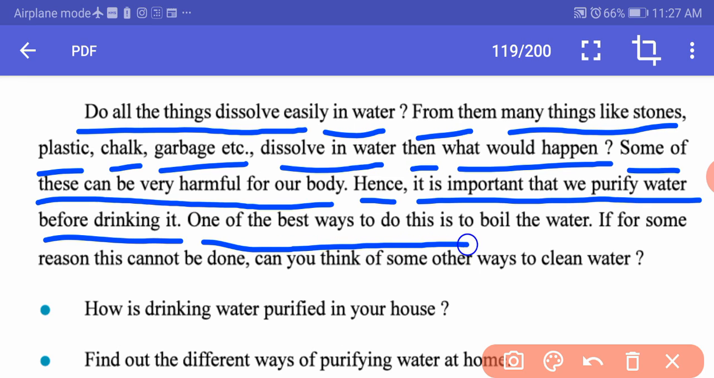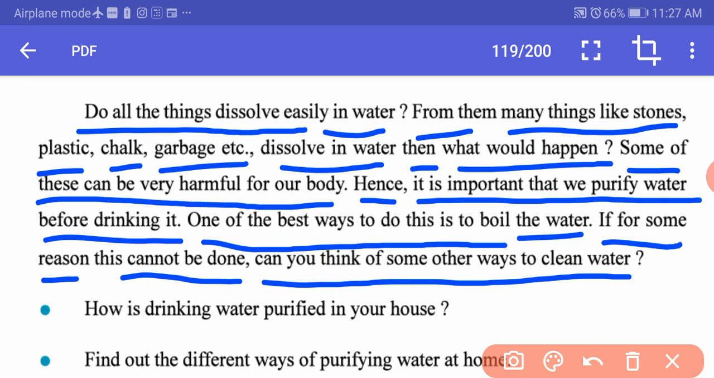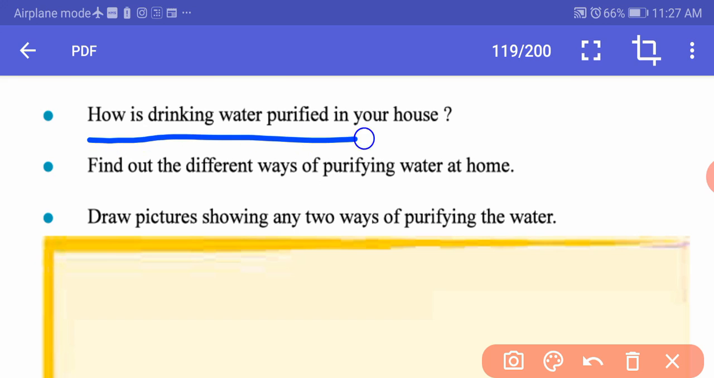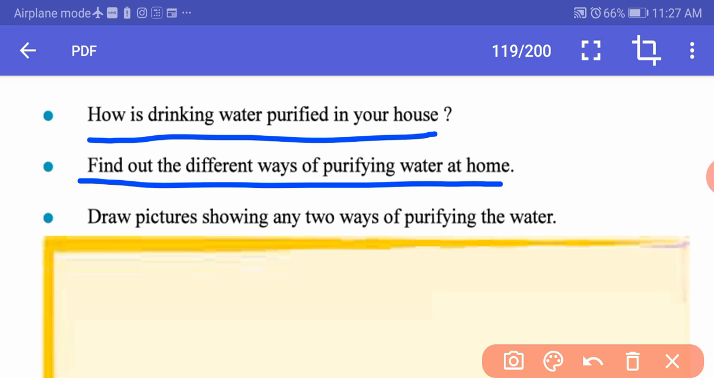One of the best ways to do this is to boil the water. As I said before, we can either filter the water or we can boil the water. But the best technique to clean water is to boil water. If for some reason this cannot be done, can you think of some other way to clean water? So yes, I said already that we can filter the water as well. How is drinking water purified in your home? At my home, we use a water filter. Then find out a different way of purifying water at home. Now, a substance called alum can be added into water to purify it.